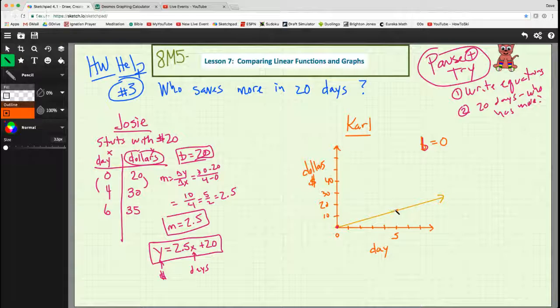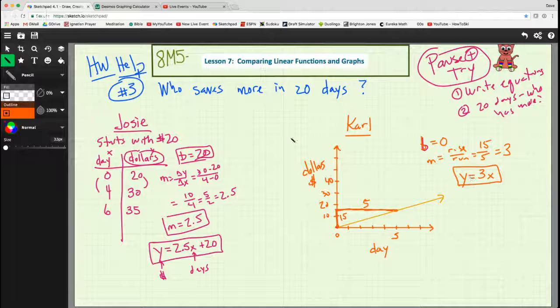So let's see if we can figure this out. Our rise over our run. Our rise is 15. And our run is 1, 2, 3, 4, 5. So our M is equal to our rise over run. So that's 15 over 5. That equals 3. So then our equation is Y equals 3X plus 0. I'm not going to write the plus 0.